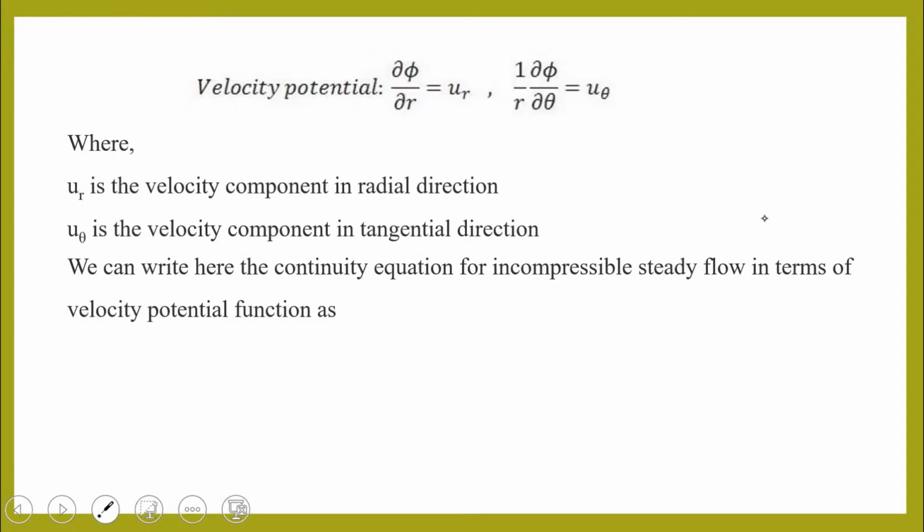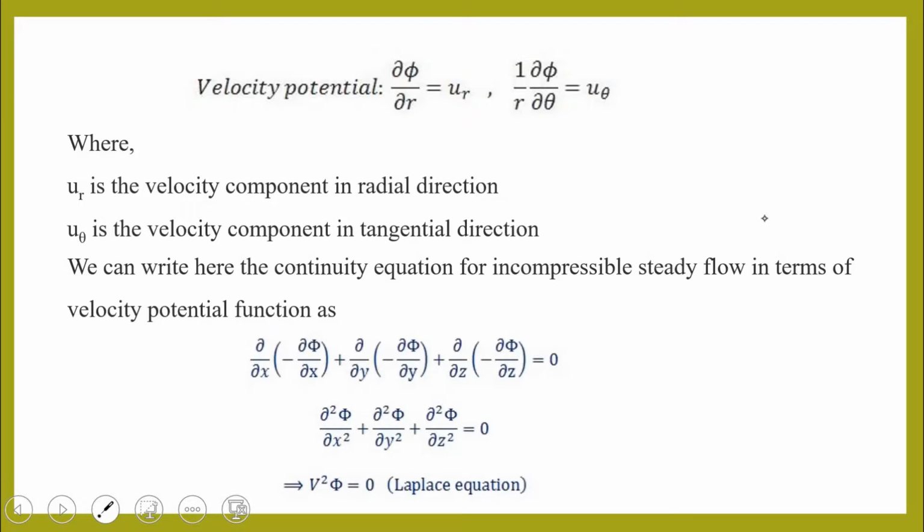So we can write the continuity equation for incompressible steady flow in terms of velocity potential as dou by dou x of minus dou phi by dou x, plus dou by dou y of minus dou phi by dou y, plus dou by dou z of minus dou phi by dou z, is equal to 0. Or, dou by dou x of dou phi by dou x is dou square phi by dou x square, plus dou square phi by dou y square, plus dou square phi by dou z square, which is equal to 0, and this is the Laplace equation.